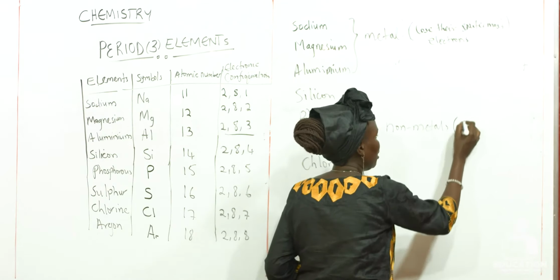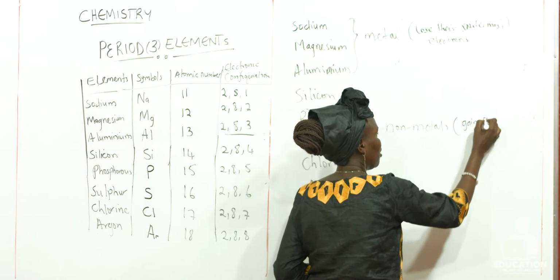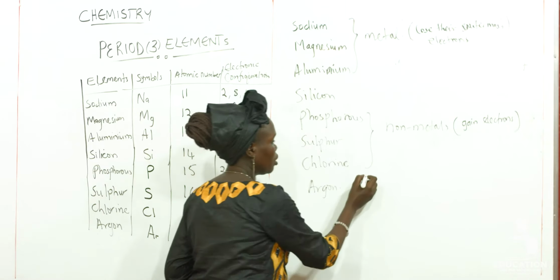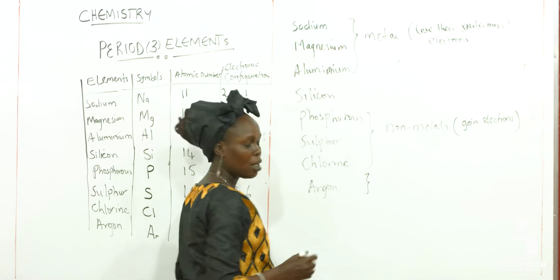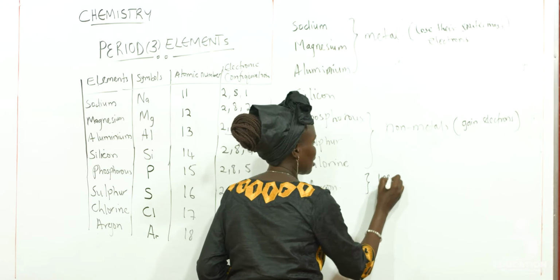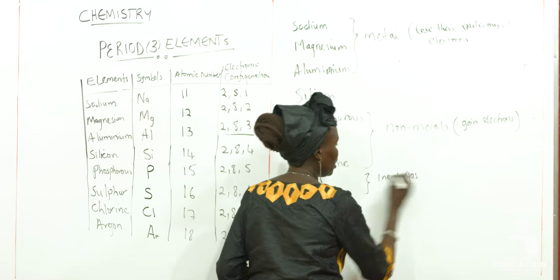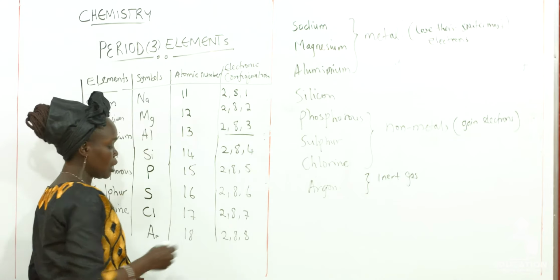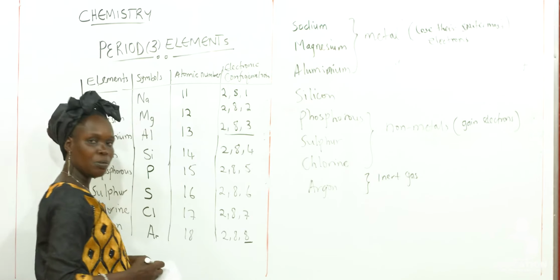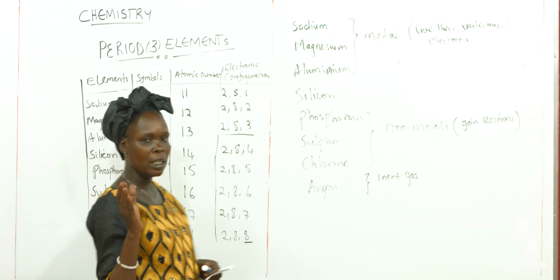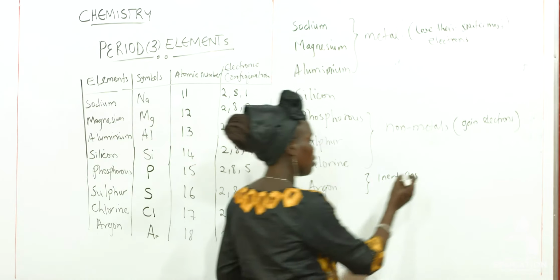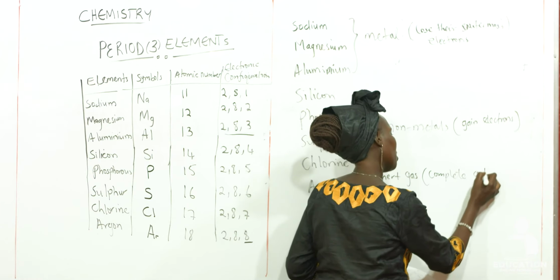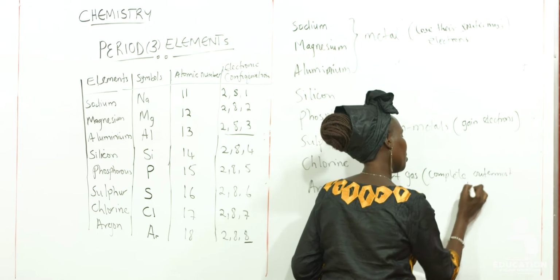So here they gain electrons to their outmost cells. The last one here, we consider it as an inert gas. So this inert gas neither gains nor loses electrons. Why do they not gain or lose electrons? Because their outmost shell is already filled with 8 electrons. So they have a complete outmost cell.